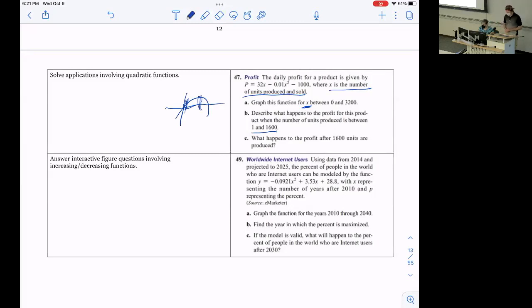But now, what happens to the profit after 1600 units are produced? If we look from 1600 and on, down to 3200, I'm willing to bet 1600 is our vertex, where it goes down. We could find that by applying the vertex formula, by using our calculator to find the maximum of the graph, or a couple of different ways. This first B part is just this section here, and the C part is this section down here. So we would say increasing, decreasing there.